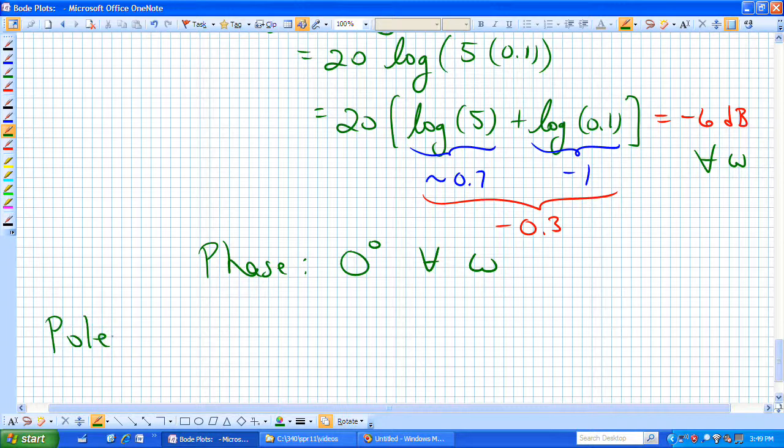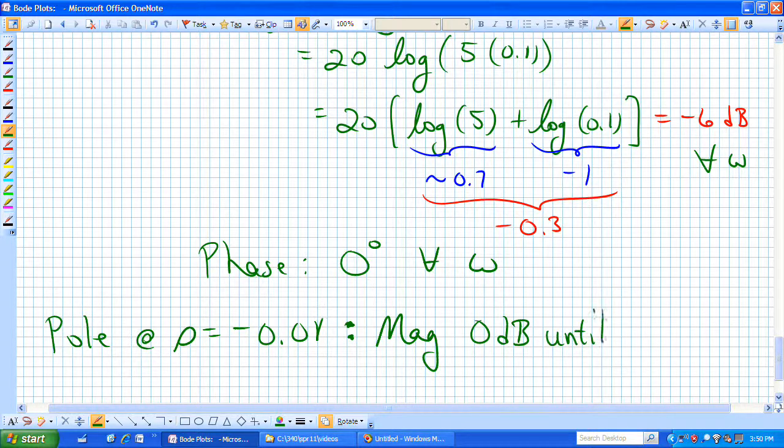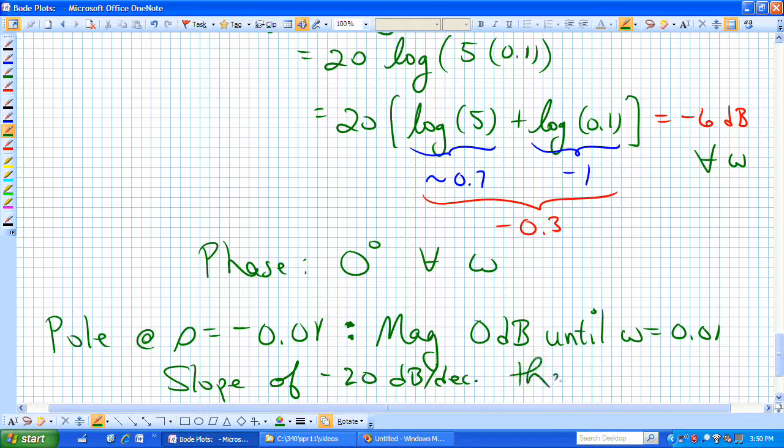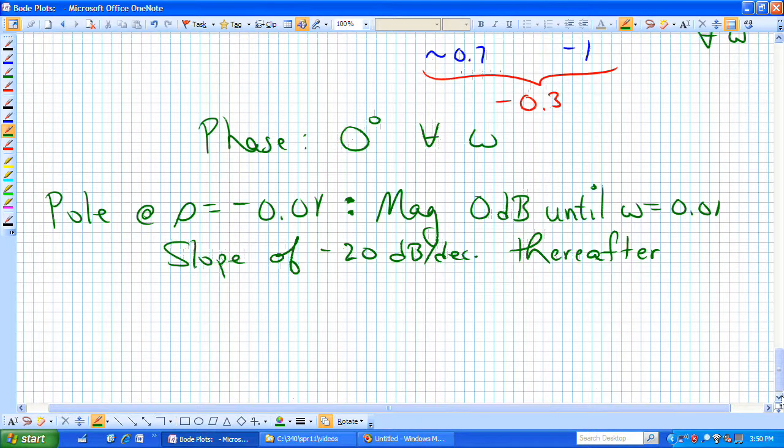Now let's move again from lowest frequency to higher frequency. Our first singularity was this pole at minus 0.01. I hope now you're seeing that you can just number crunch, or step through this process, and then at the end add everything together, and it's not that hard to build up these Bode plots. So now our magnitude is 0 dB until we reach our break, which is 0.01 radians per second. After that, our magnitude slopes at minus 20 dB per decade. Since it's a pole, it's going down, and it never stops sloping once it starts. It's a pole factor with a non-zero value.